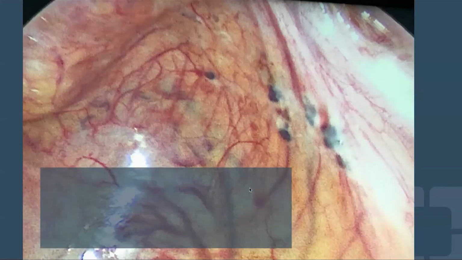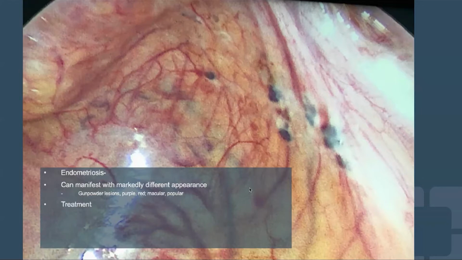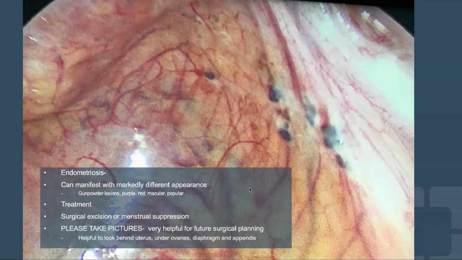These are lesions of endometriosis. You can see these purple lesions. They can manifest with markedly different appearances: gunpowder lesions, purple, red, macular, papular. And the treatment is surgical excision or menstrual suppression. Please take pictures. These are really helpful to knowing whether or not we should go back in surgically or whether we should try to treat using hormones first. It's helpful to look behind the uterus, under the ovaries, at the diaphragm, and the appendix.